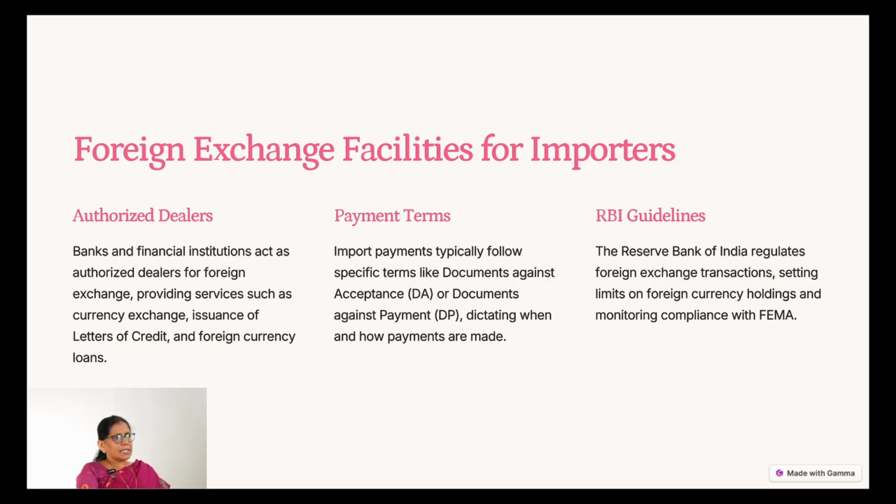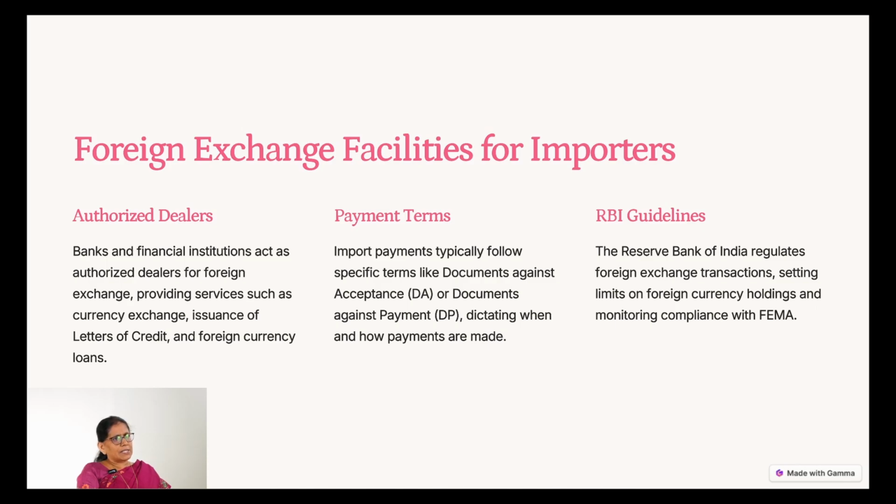Foreign exchange facilities are essential for importers to manage cross-border payments efficiently and in compliance with international trade laws. In India, foreign exchange transactions are regulated by the Foreign Exchange Management Act, FEMA 1999, which governs all currency exchanges related to trade and investment. These facilities help importers acquire and manage foreign currency to pay international suppliers, hedge against currency risk, and meet other financial requirements tied to global trade.